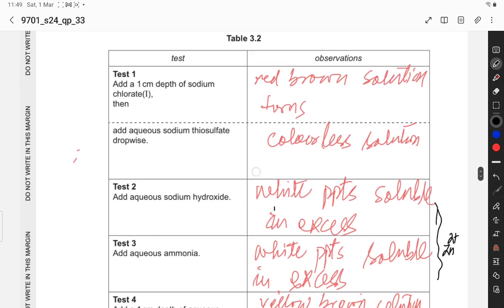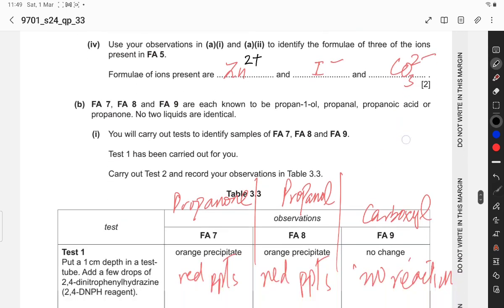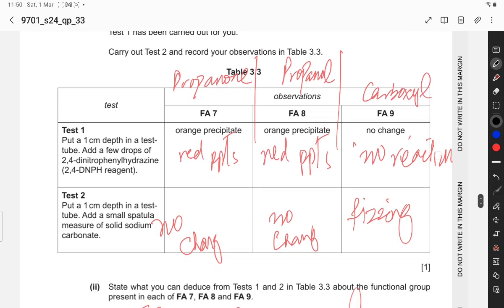So we have three ions present: one is a cation, and two are anions. The formulas of the ions present are zinc 2 positive, iodide ion, and carbonate ion. Fa7, Fa8, and Fa9 are each known to be propan-1-ol, propanoic acid, or propanone. No two liquids are identical. You will carry out tests to identify samples Fa7, Fa8, and Fa9.